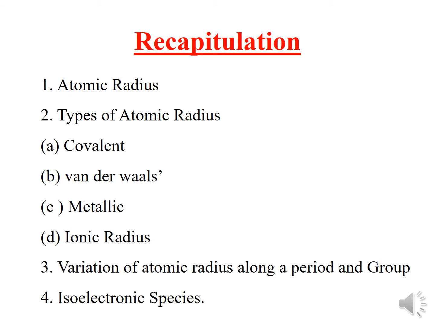So this is all about today's lecture. Now you can find the atomic radius of different atoms. You can compare the different types of radius, how it varies along a period, and how it varies along a group. You can compare the size of different isoelectronic species, and have a nice day.